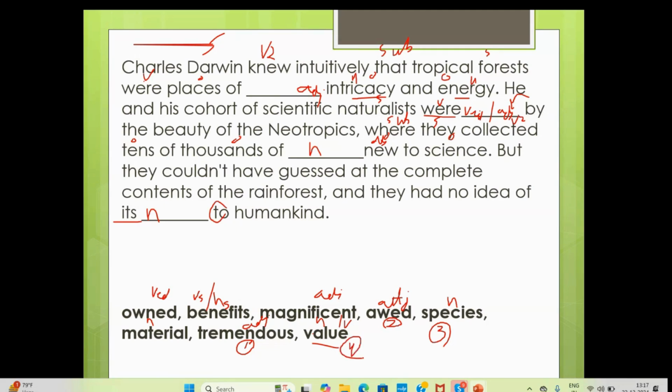How will you get it? If you're reading a lot of English content every day, if you're reading every day half an hour, you will never get confused in this kind of words, value or benefits. So yeah, this is it. Clear, guys?